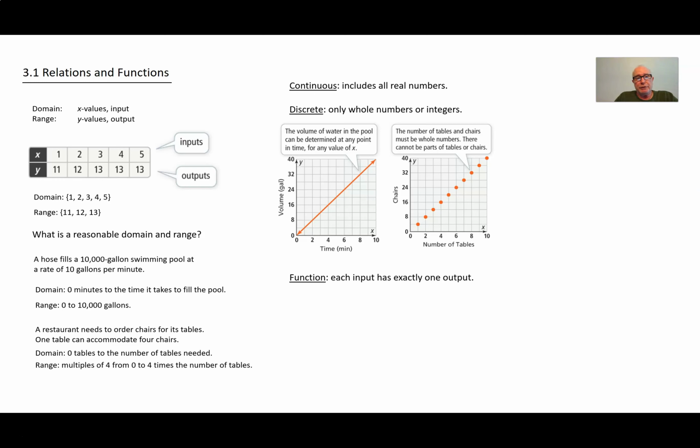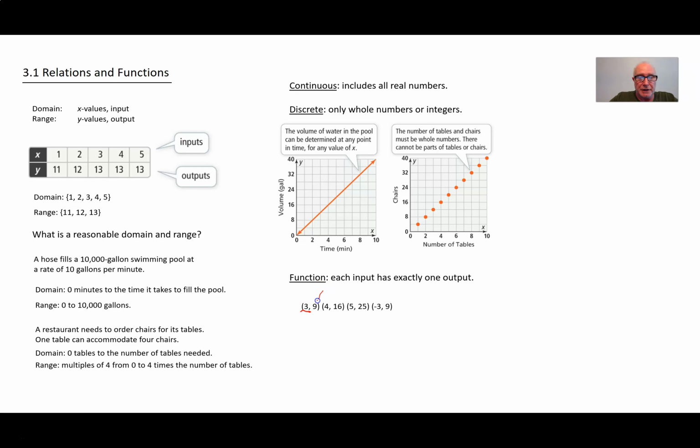Now, the difference between a relation and a function: a relation is any set of ordered pairs, but in a function, in that set of ordered pairs, each input has exactly one output. So for each x value, there's only one y value. So here is a set of ordered pairs: 3, 9, 4, 16, 5, 25, -3, 9. Each x value appears only once. So we see a 3, but we don't see any other 3.